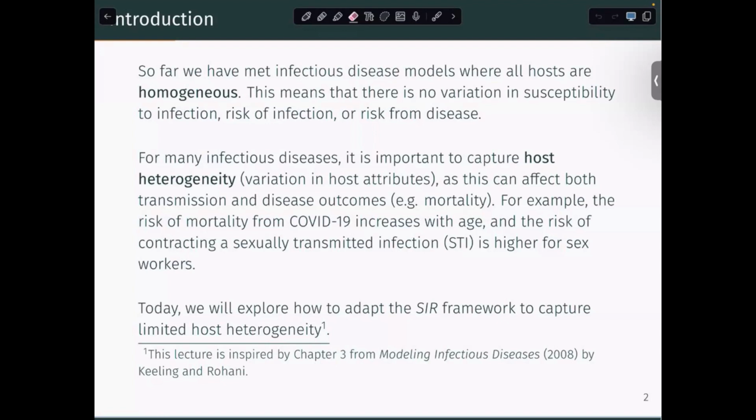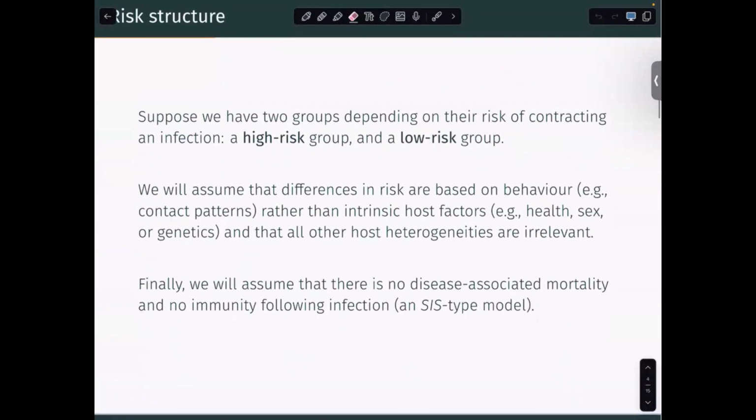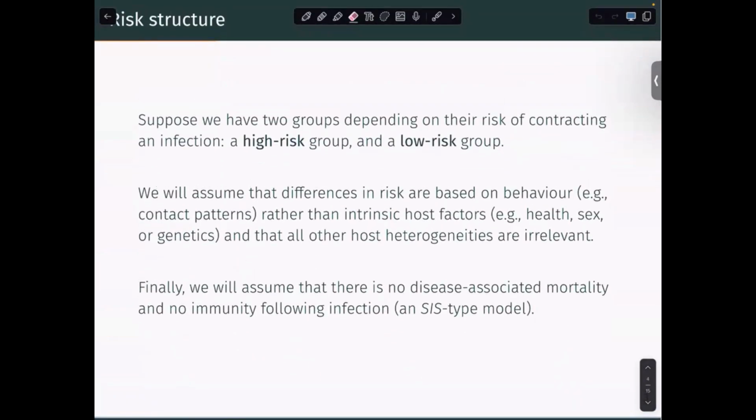So there are many cases where we want to capture these types of heterogeneity because it may tell you something about where you want to target your interventions, and it may tell you about the effectiveness of that kind of targeting as well. So we're going to learn all about that today, and we're going to focus, like I said, on risk structure. So what we're going to do is take our homogeneous population of hosts, so everyone is identical, and then we're just going to split them into two groups. Those who we're deeming at high risk and those at low risk.